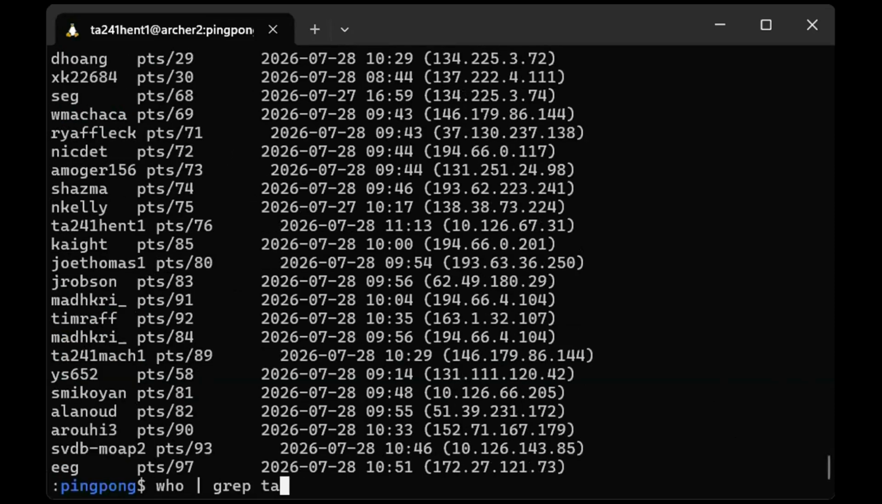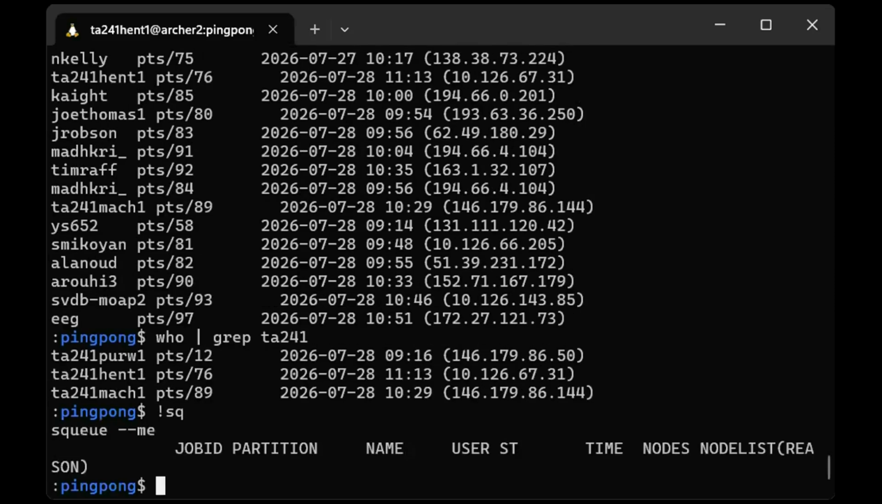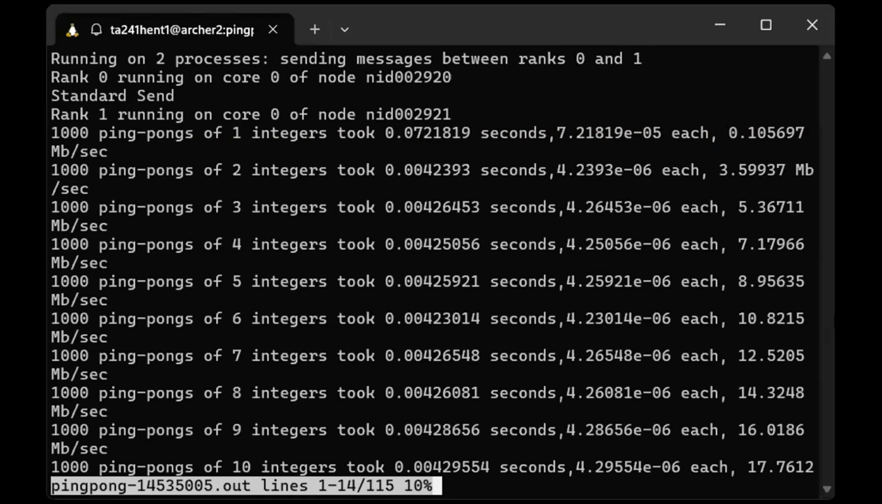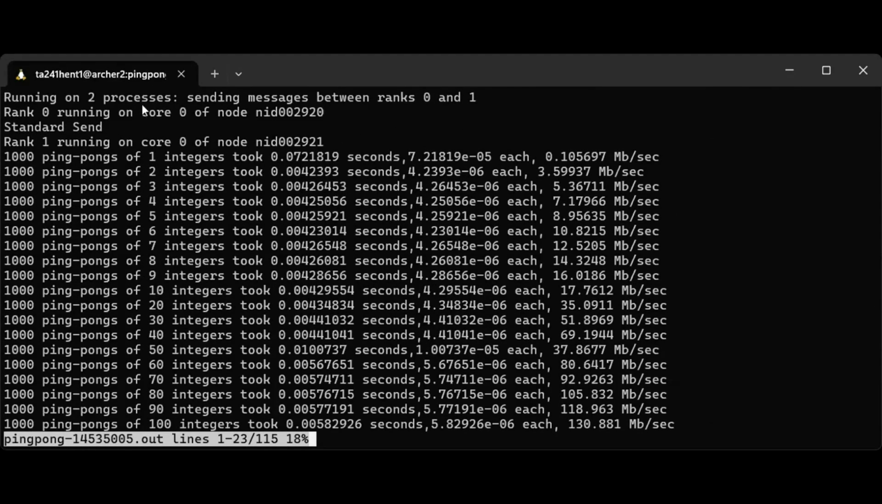But at least if you're using the TA241 account, I see there's a few of us here, you may be on a different login node. That's run now, and if you look, it gives me this output. Importantly, it prints out, I'll make this a bit bigger.